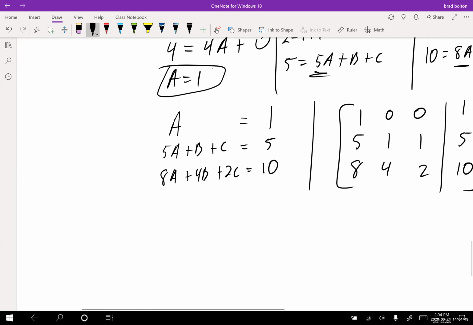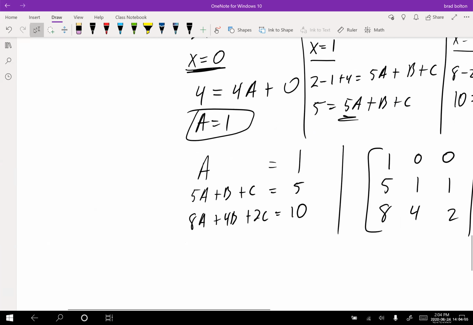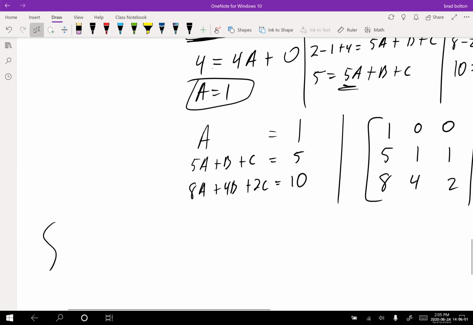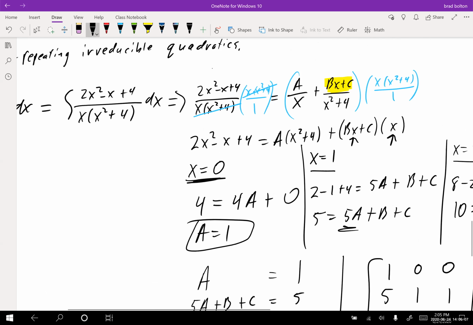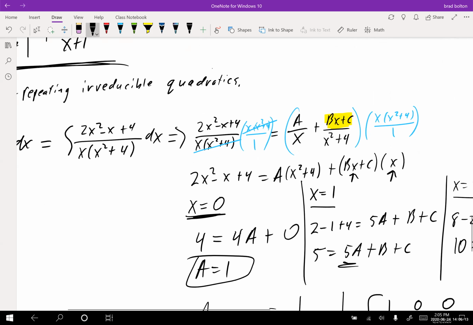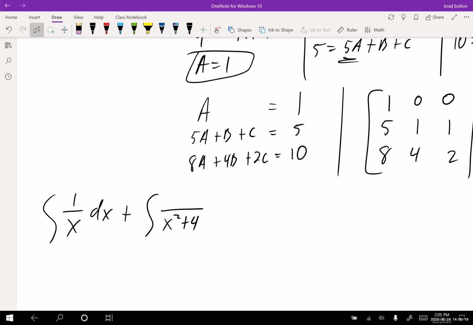So all that means is now when I want to rewrite this guy, I'm going to rewrite it as the integral. And now we're going to do A, which is 1 over x dx, plus integral of bx plus c over x squared plus 4. Okay, so you guys see all I'm doing is I'm taking the integral of this now, x squared plus 4, and it said bx plus c. But we said that b was 1 and c was negative 1, so 1x plus c, so we're going to say x minus 1.